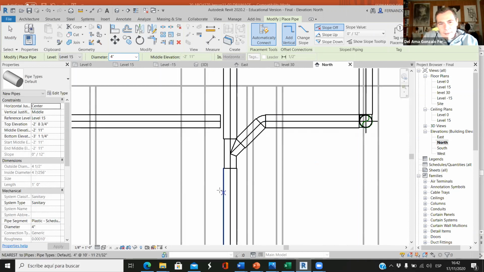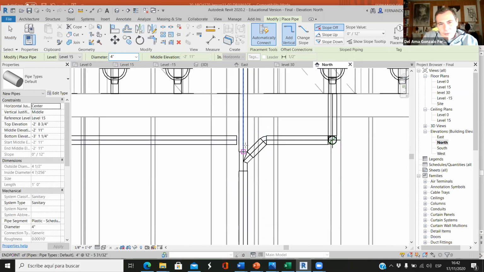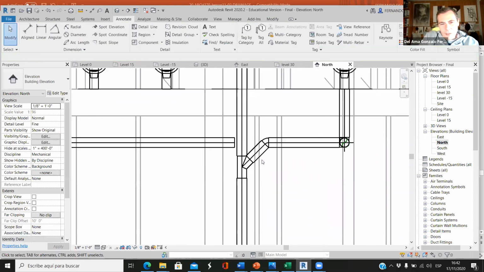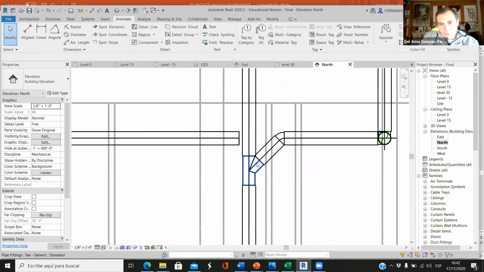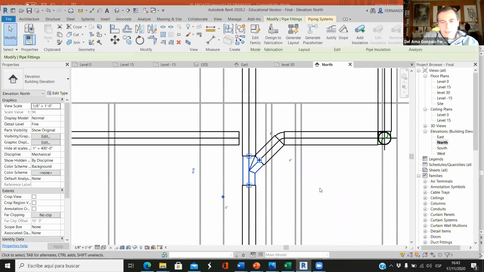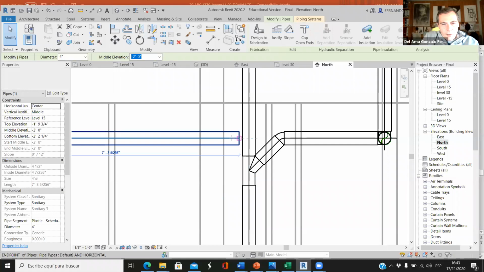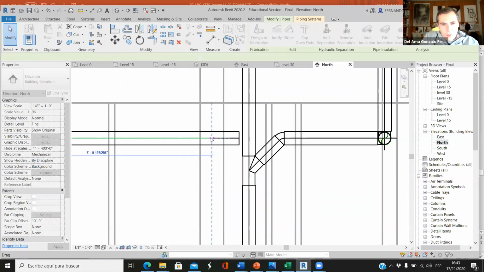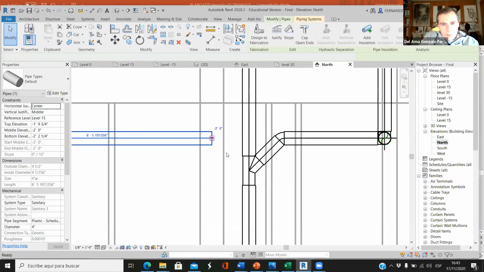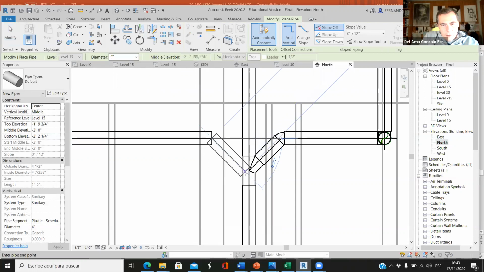And you see that the size of this fitting matters, because if I want to connect this now with 45 degrees here, it doesn't work.